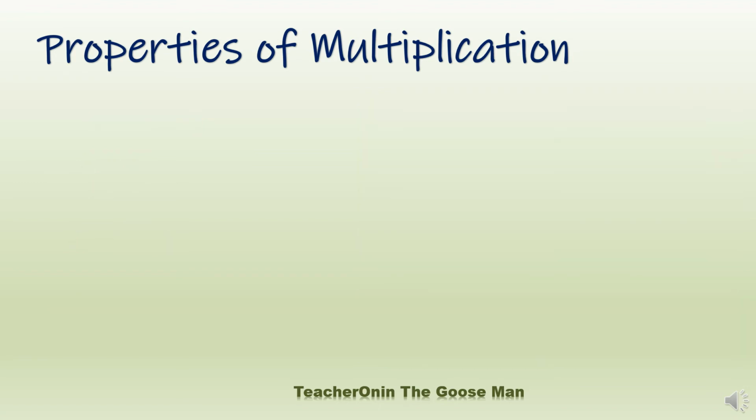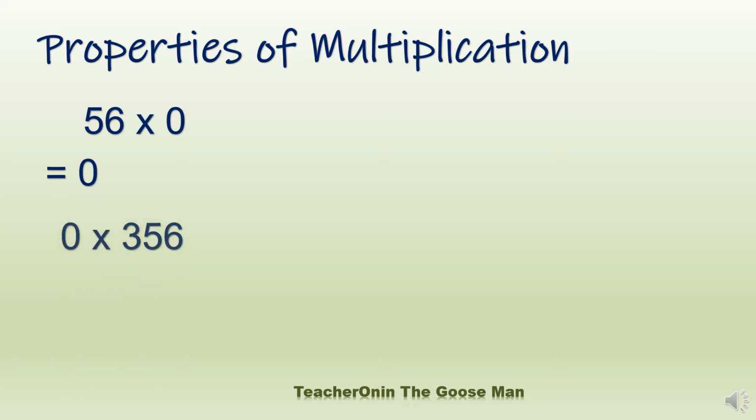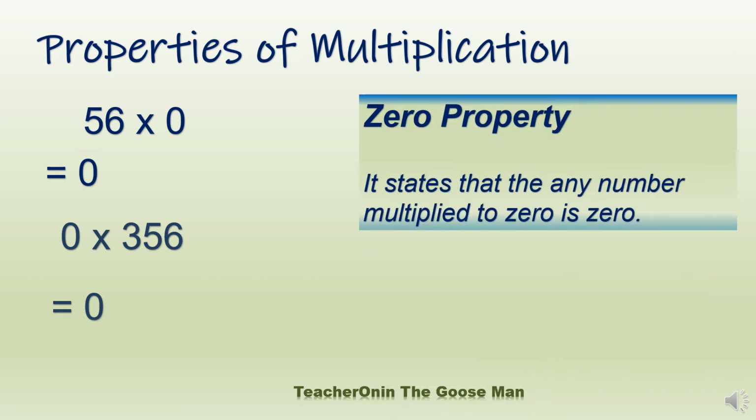Okay, give me the product of this number mentally. 56 times 0. So the answer is 0. Correct. Next, 0 times 356. The answer is still 0. Take note that the common factor on these two examples is 0. So, the zero property states that any number multiplied to 0 is 0.